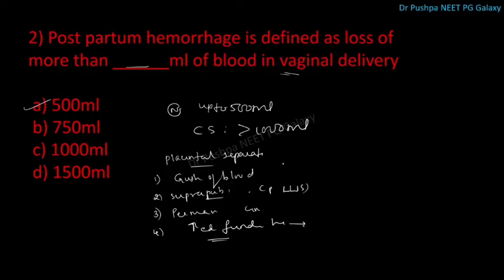The best sign for placental separation is placenta lying in the vagina. What is mild PPH? If blood loss is more than 500 ml, it is mild. If it is more than 1000 ml, it is severe.